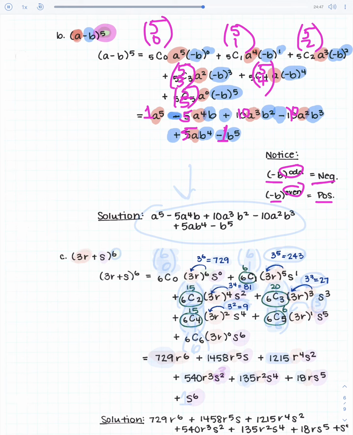And our final answer ended up being this: a to the 5th minus 5a to the fourth b plus 10a to the third b squared minus 10a squared b to the third plus 5a b to the fourth minus b to the fifth. That's our final answer if you were to rewrite what we came up with without those ones written out.